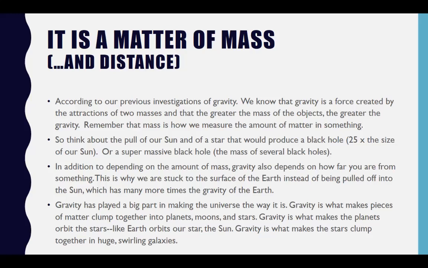Gravity has played a big part in making the universe form the way it has. It's gravity that brings together these clumps of matter that will eventually form the planets, the moons, the stars. And it's gravity that makes the planets orbit the stars, like Earth orbiting our sun. It's what makes the moons orbit their planets, like the moon orbiting the Earth. This is what makes the stars clump together and whirl around in these big, beautiful spiral or elliptical galaxies.